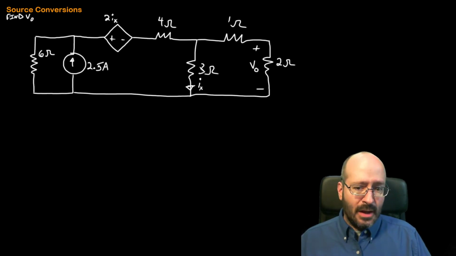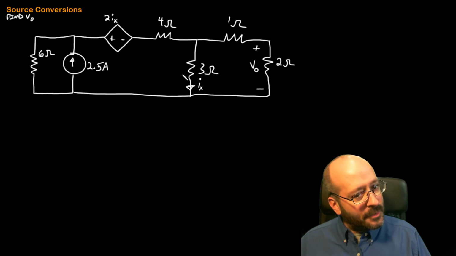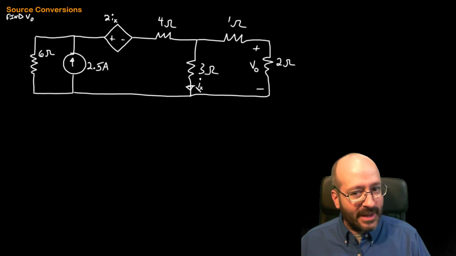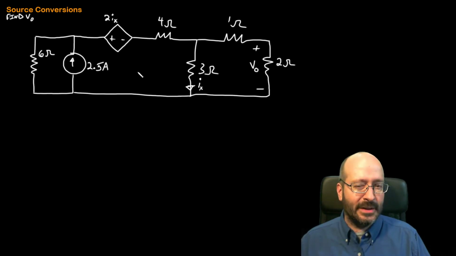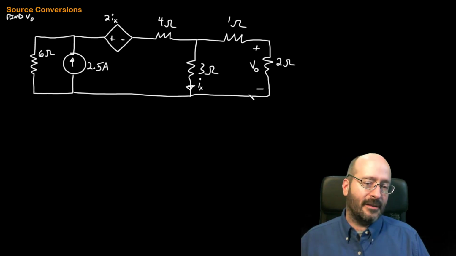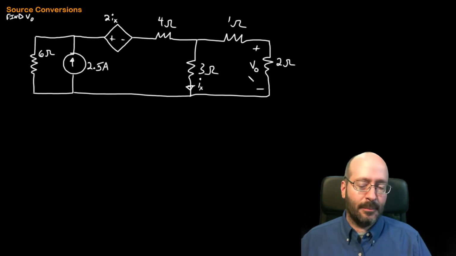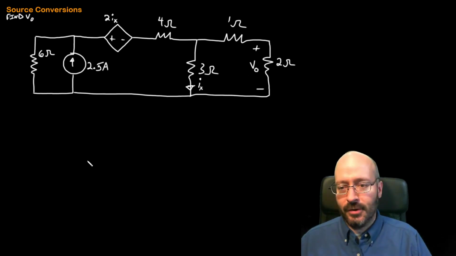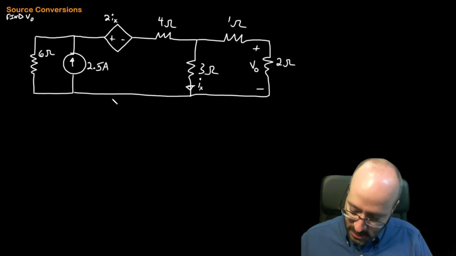Okay, so if I convert the 3 ohm, then I lose IX, and then this supply is going to be different. So I've got to be careful with that. And if I convert V out, the same problem. I'm going to change my output voltage, and that would be wrong.